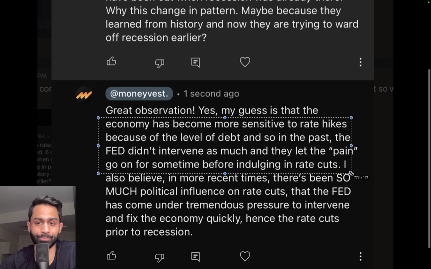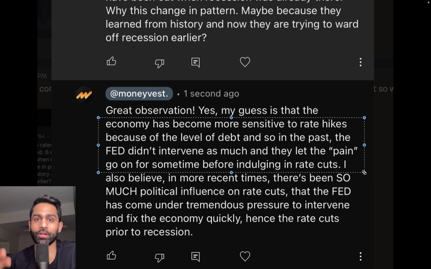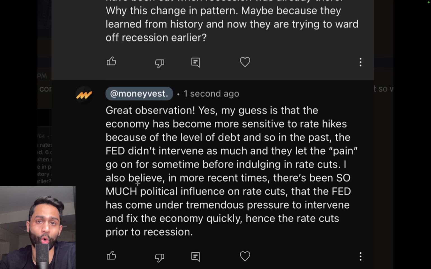So I think it's really obvious to understand that the Federal Reserve let the economy go on its own. It was a free market for the economy to feel the pain before they actually indulged in rate cuts and before intervening. And I also believe that in more recent times, the reason we're seeing a switch in this pattern is because there's been a lot of political influence on rate cuts as well. In my opinion, depending on who's in office or who's the party contesting the current party in office, the Federal Reserve has come under a lot of pressure to intervene and fix the economy quickly.